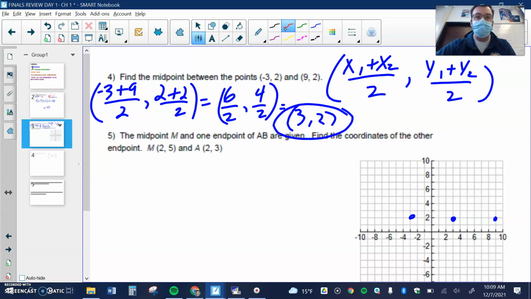Now, for number 5, it's important that we use the actual graph. You'll get the graph on the final. Don't worry about that. It's important that we use it. A is 2, comma 3. M is 2, comma 5.